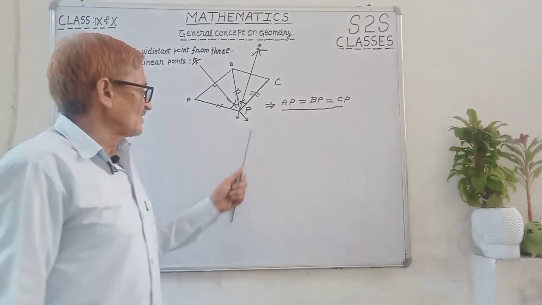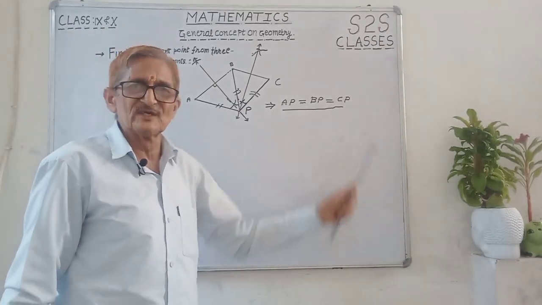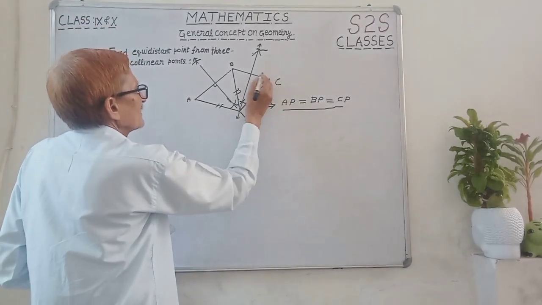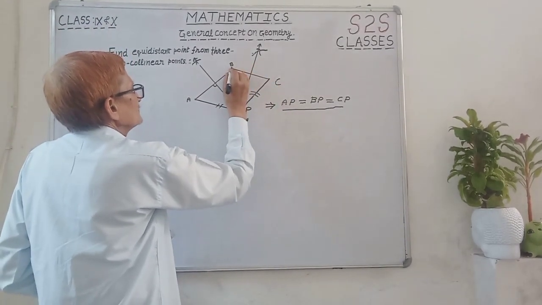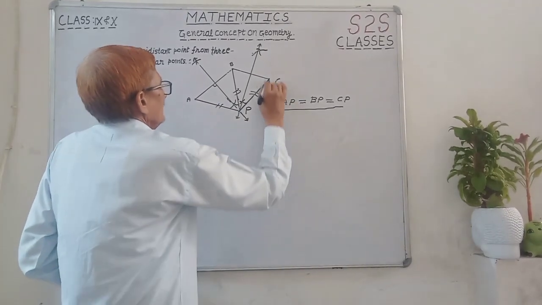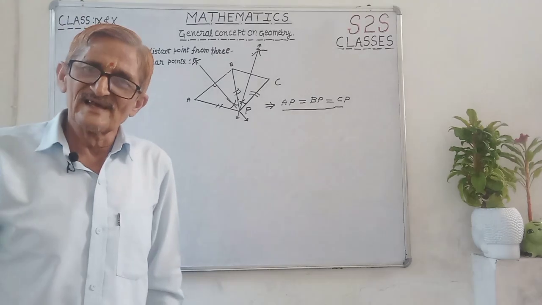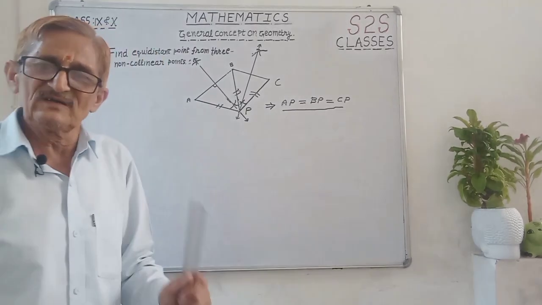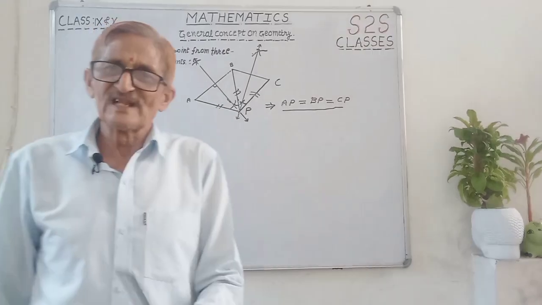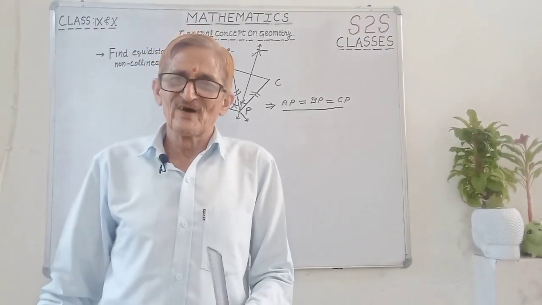Take the center as the point P and take the distance AP or BP or CP in the compass, and then you can draw the circle that will pass through B, A, C. Okay, you can check that. Clear that? Okay.